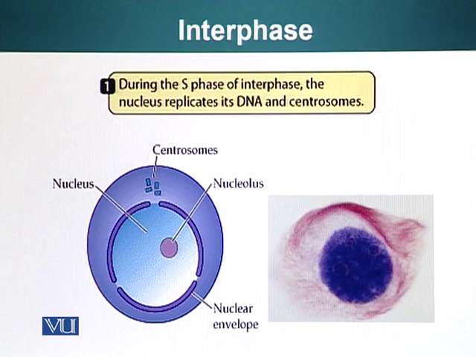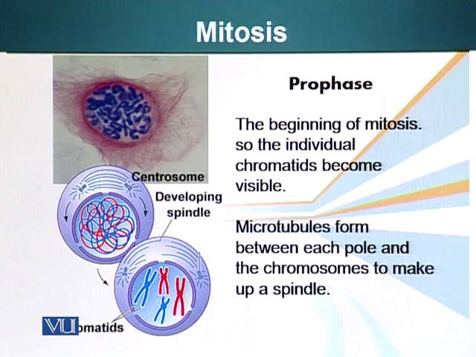Once the mitosis starts, we know things change. So let's see the first stage of mitosis, prophase. This is the beginning of mitosis. The individual chromatids become visible. The microtubules form between each pole and the chromosomes to make up a spindle.